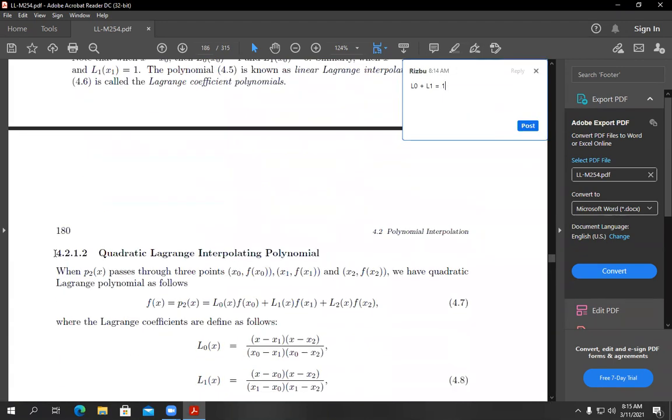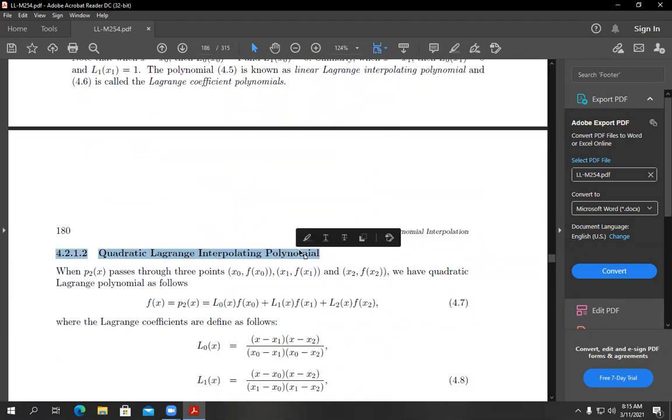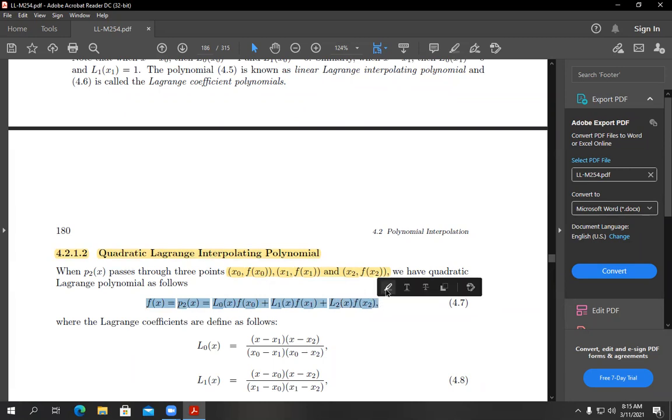Okay, then I give you the most important formula for the case of Lagrange polynomial, which is the quadratic Lagrange polynomial, and quadratic means degree 2. Sometimes we say quadratic, sometimes we say degree 2. And of course, as I told you, how many points do we need for degree 2? We have to select 3 points from the table, x0, x1, and x2, and also the corresponding function values. Then we have to use this formula for the case of the degree 2 Lagrange polynomial.